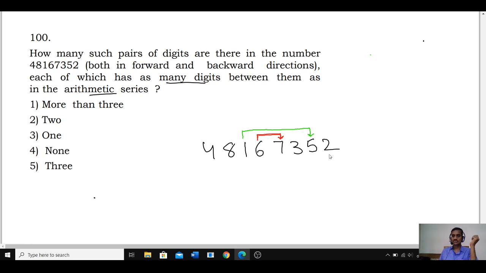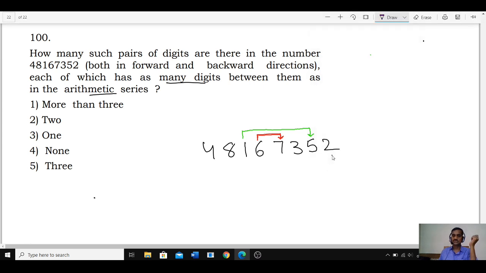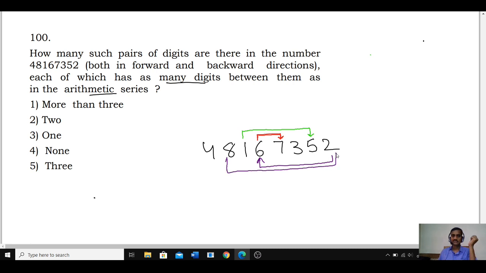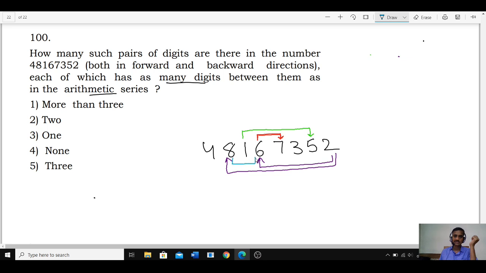Again on the reverse side, 2, 3, 4, 5, 6. Start from here, 2 to 6. Between them are 3, 4, 5, so there are 3 digits. Next, 2, 3, 4, 5, 6, 7, 8. Next one, 6, 7 and 8 is another. Between 6 and 8 is 7. Hence how many are there? 1, 2, 3, 4, 5 as of now. Hence more than 3, that is choice 1.